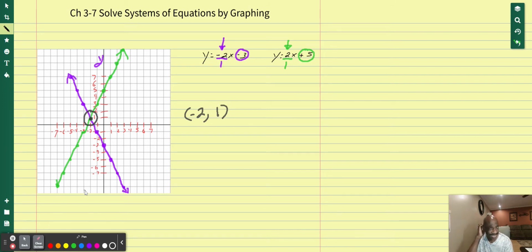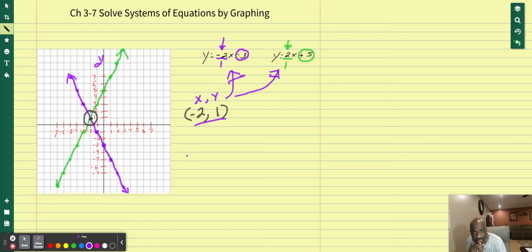The question is, what does negative 2, positive 1 mean? So what? They crossed. Big deal. They crossed at a spot. What does that mean? What this means is that what you just figured out, this is x and this is y. This coordinate will work in both equations. It'll make both equations true.